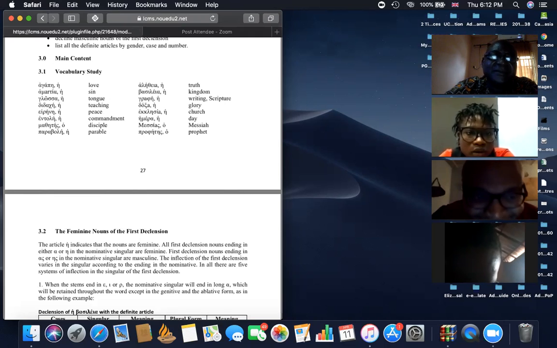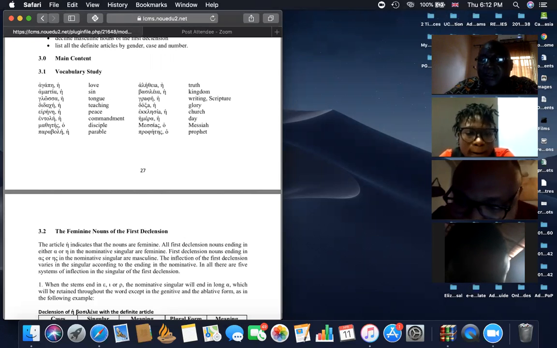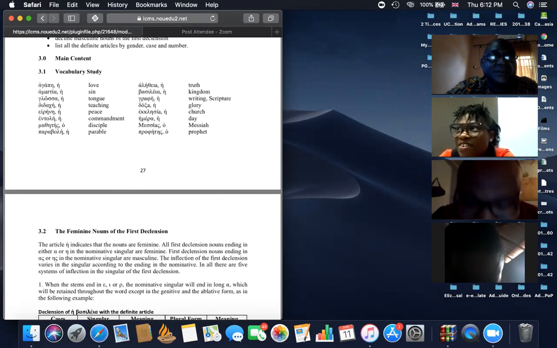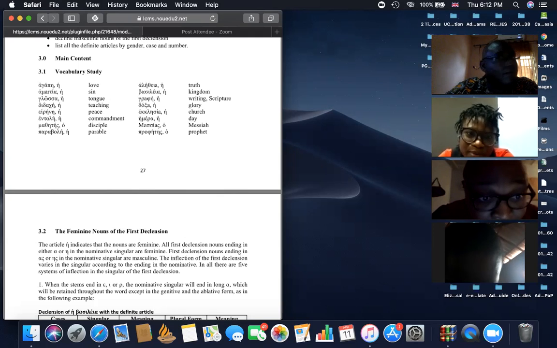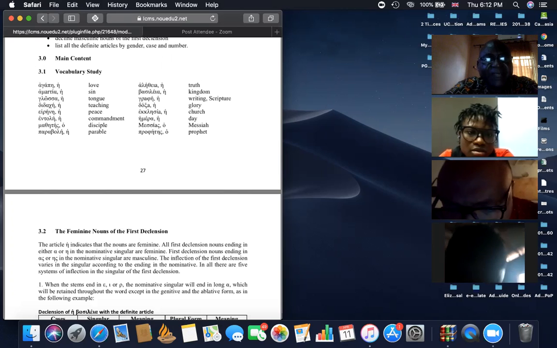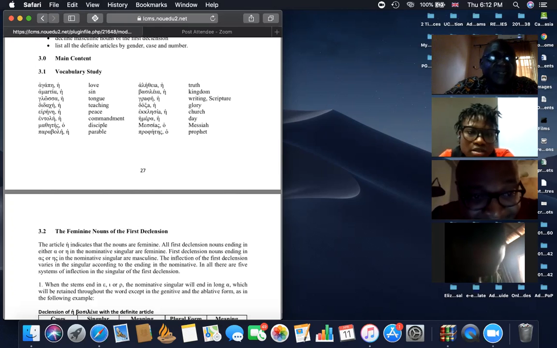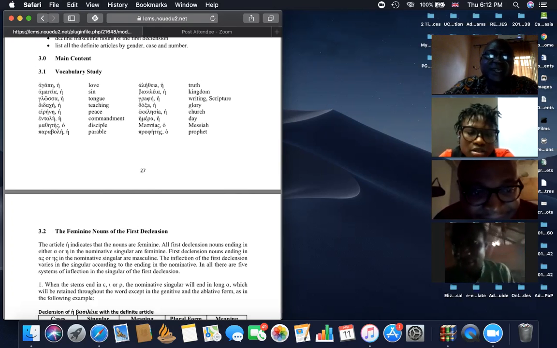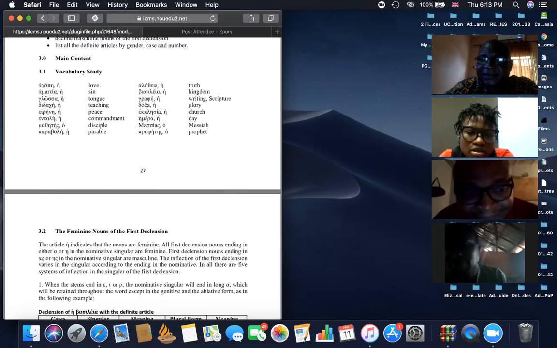Ecclesia. Church. Ecclesia is the root word for ecclesiology, if you have studied theology before. Hemera. Day. Messias. Messiah. That is another English word that is directly transliterated from Greek. Prophetes. Prophet. The word prophet is a direct transliteration of the Greek. Now, what we notice about this word is the last letter is either an eta or alpha.